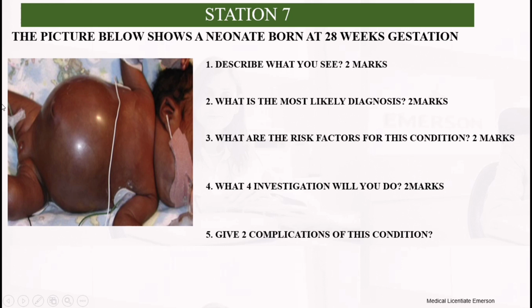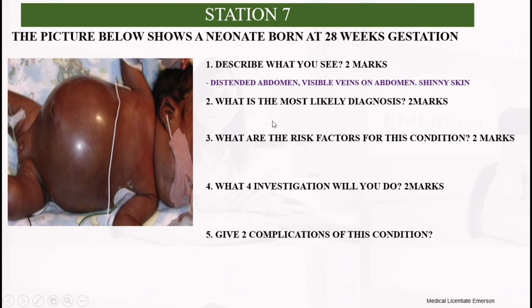So describe what you see. The child is a neonate, a premature child. So this is prematurity, so bear in mind the risk factors, the complications of prematurity and everything. Now on describe what you see, just describe what you are able to see here. You can see a distended abdomen, there are visible veins on the abdomen, and of course the skin on the abdomen is shiny.